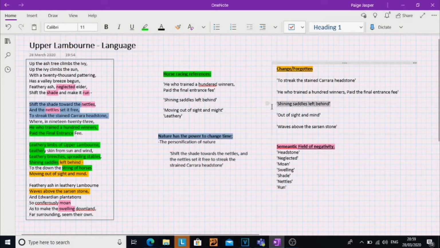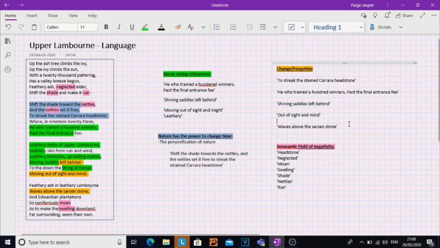You also have shining saddles left behind. This is another juxtaposition which has quite a big emphasis on change. You have the saddles being described as shining and then all of a sudden being left behind, which shows how over time things become less valuable and less cared for and forgotten. And at the end of the 3rd stanza, we have out of sight and mind, which shows that horse racing wasn't cared for anymore and it was just forgotten and left behind.